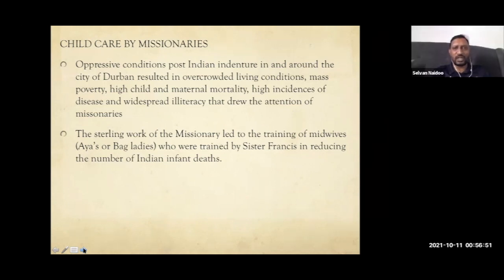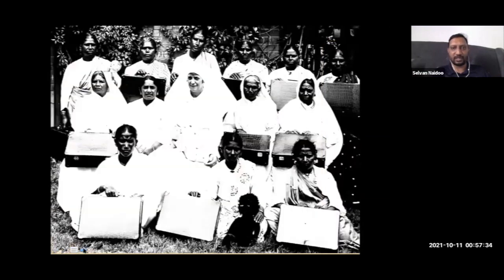In terms of childcare, the missionaries were very important during the Gandhi years. At this time, there were missionaries who were really concerned with overcrowding, living conditions, high child and maternal mortality, high incidence of disease and so on, and widespread illiteracy, specifically among children. Sterling work was done by the missionaries in preventing high infant Indian death at this time. They trained midwives, whom we call ayahs or bag ladies, and Sister Frances played an important role in the training. Here you see Sister Frances in the center.